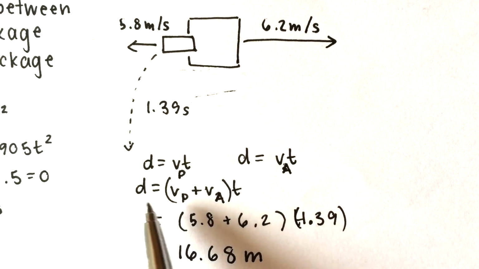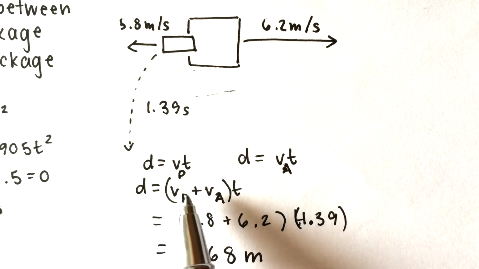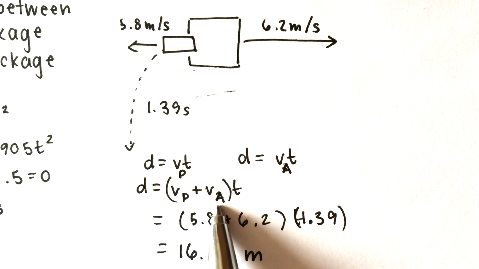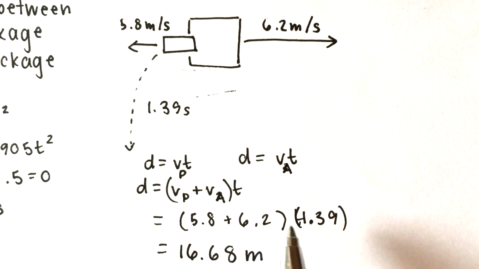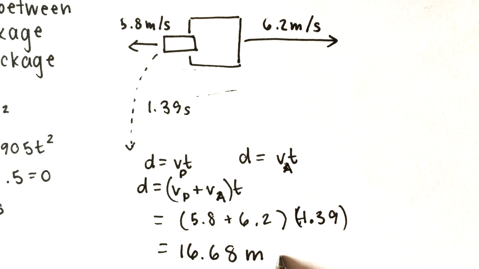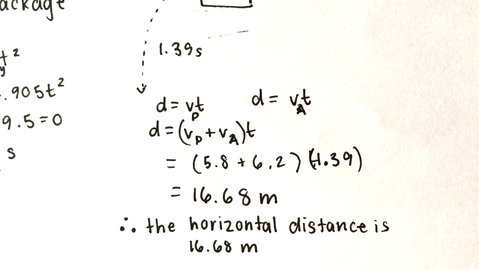We can combine this into one equation, giving us d equals the velocity of the package plus the velocity of the airplane, multiplied by the time. So we get 5.8 plus 6.2 multiplied by 1.39, which gives us a value of 16.68 meters. And that's the horizontal distance between the helicopter and the package at the instant that the package hits the ground.